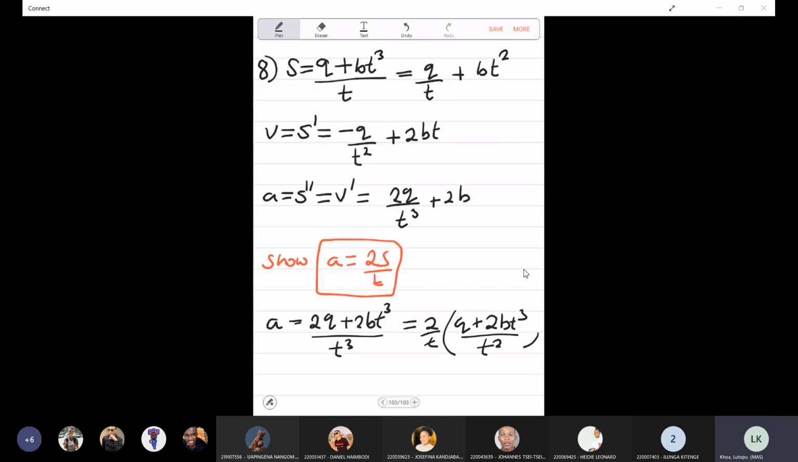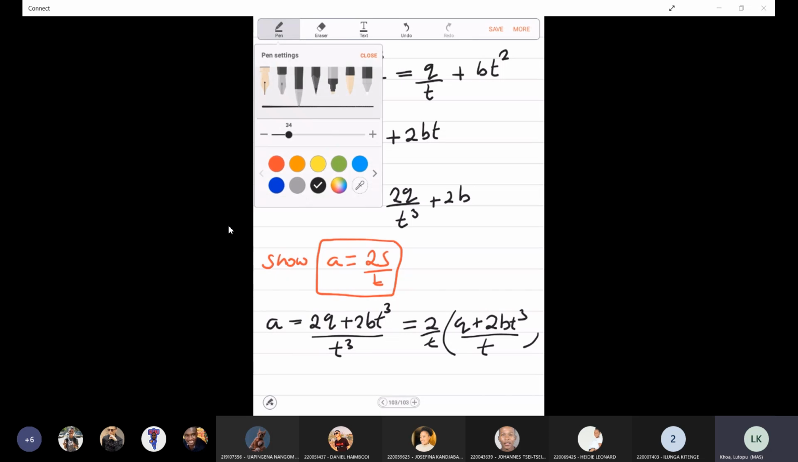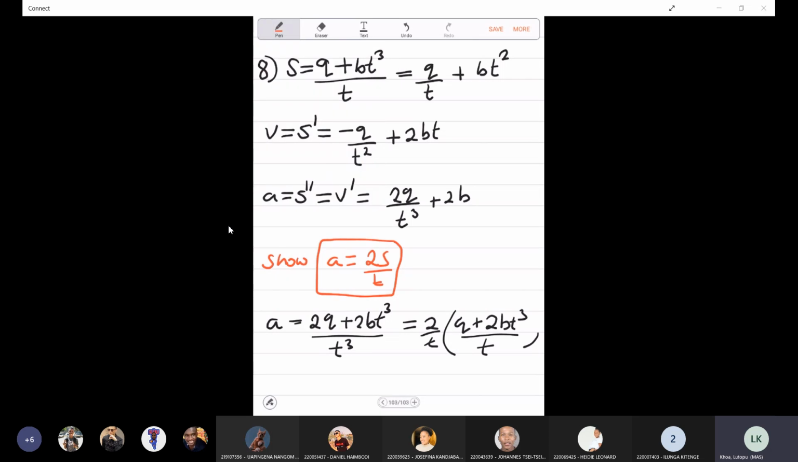Let me just see here. Did I do this correctly? Okay, I see. So the squared here. Look here, I said it must be 2s over t squared. That's what I need to show. Okay, so we take out t squared like that. Then what we see is this is that, and that is S. So this is just 2 times S over T squared, which is exactly what we wanted to show.